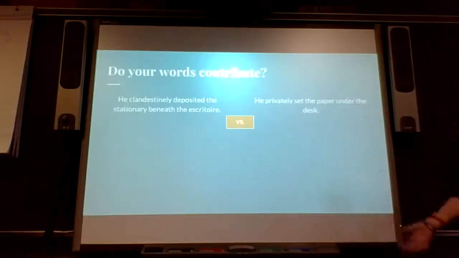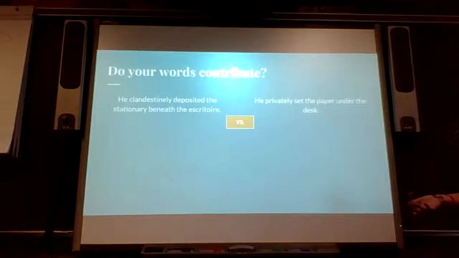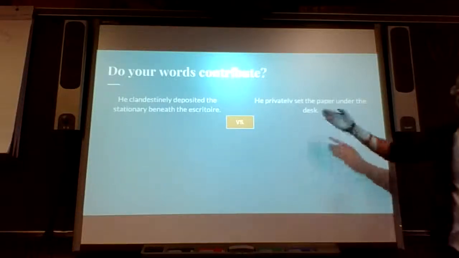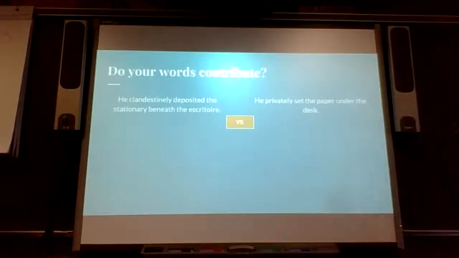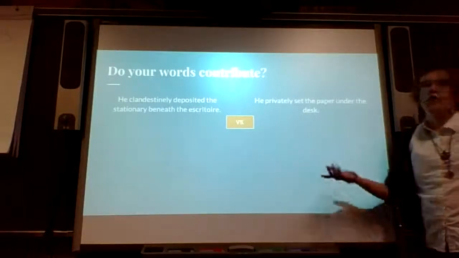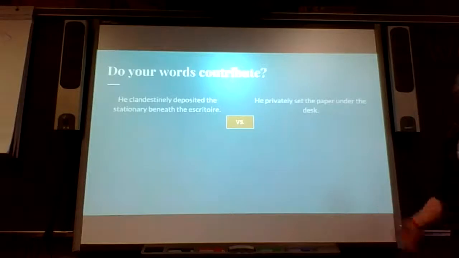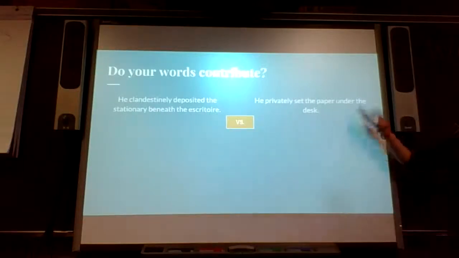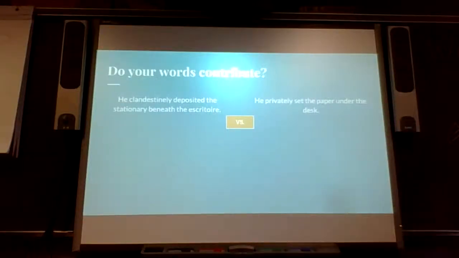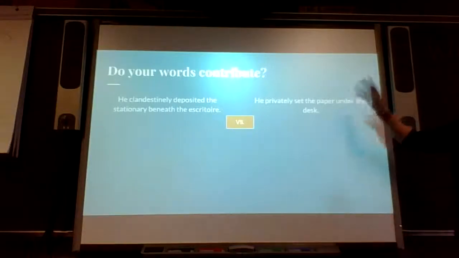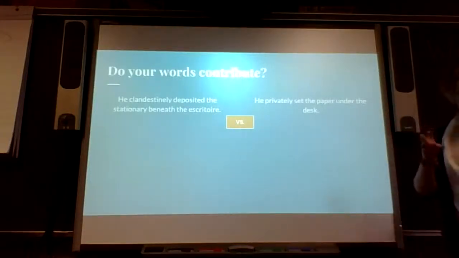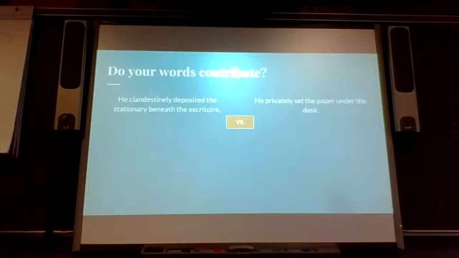This happens a lot in academic papers because you want to try to make yourself sound smart. So you'll open up a thesaurus and be like, "he clandestinely deposited the stationery between the escritoire," which no one's going to understand. So if you can, just use everyman's words. And that is all. Short and simple. Now, concise diction.